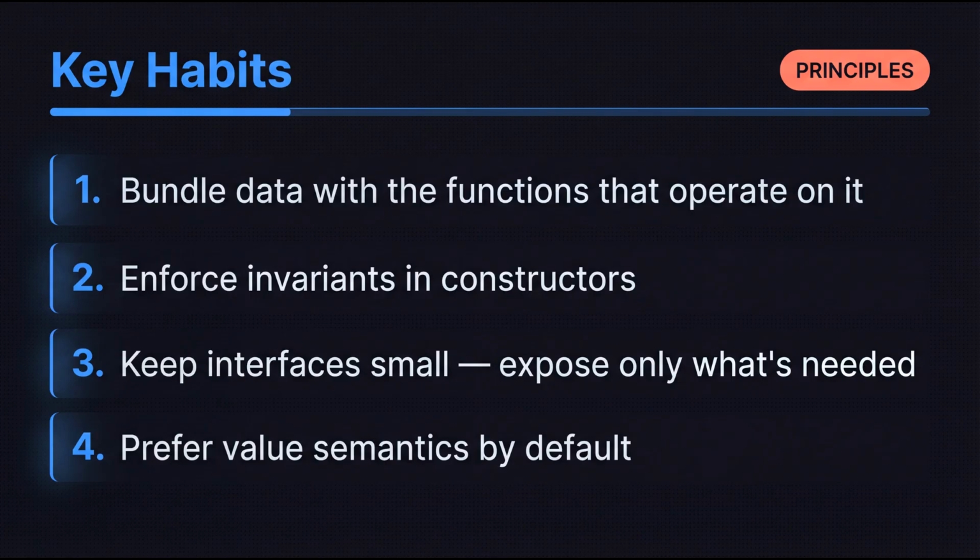Third, keep interfaces small. Expose only what callers need. Every public member is a promise you have to maintain. Fourth, prefer value semantics by default. Types that copy, compare, and assign like integers are the easiest to reason about. These 4 habits apply to every type you'll ever design.